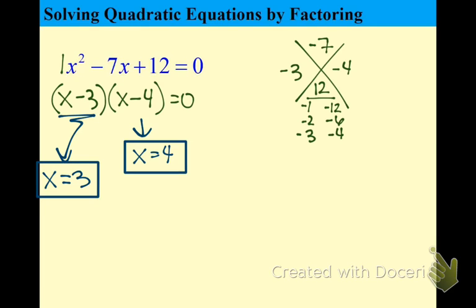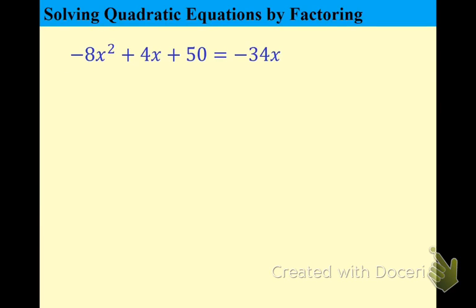That was it. This was supposed to be the first example. That's why I went to my computer. I don't know how it got further down the list. We have one last problem. It looks harder than it is. All right, we do hard ones together so that when you go to do them by yourself, they're very simple. So you have minus 8x squared plus 4x plus 50 equals negative 34x.